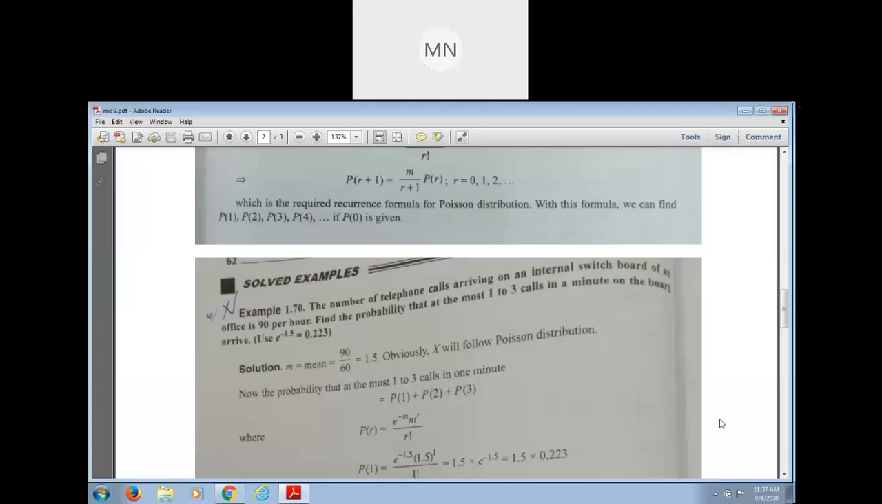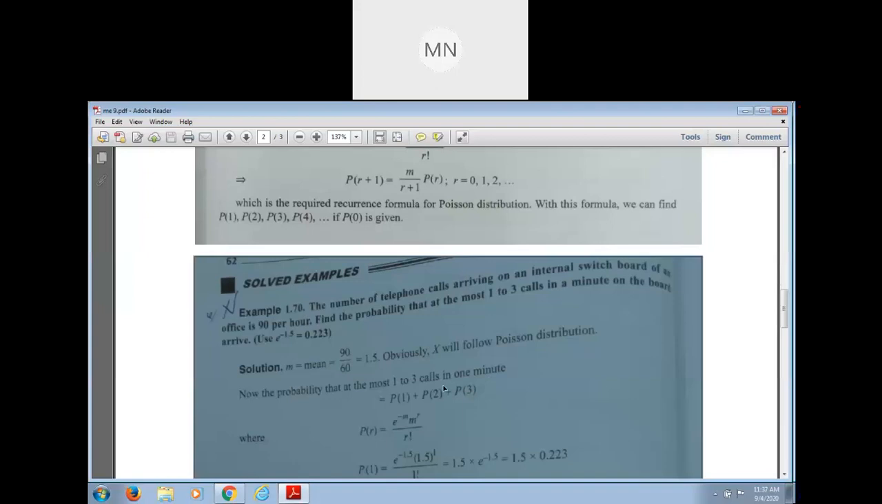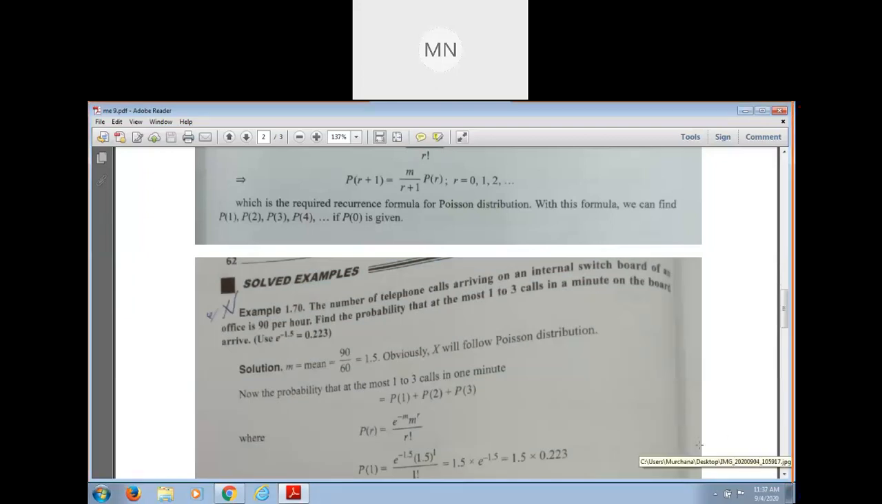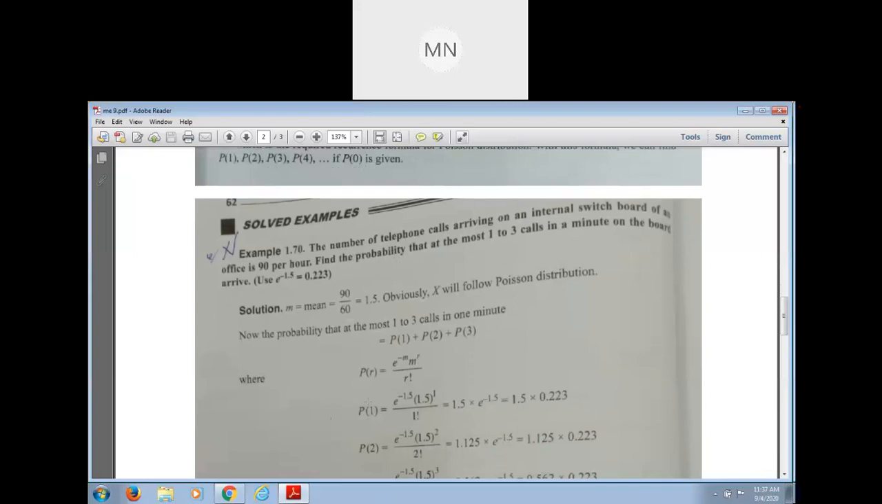Just use the definition of Poisson distribution, that means use the probability mass function of Poisson distribution. You can easily find the value of P of x equals 1, P of x equals 2 and P of x equals 3 also. If we take x equals 1, that means r is 1. Therefore, we write e to the power minus m, m to the power r divided by r factorial, that is 1.5 to the power 1 divided by 1. And we are already given that the value of e to the power minus 1.5 is 0.223.